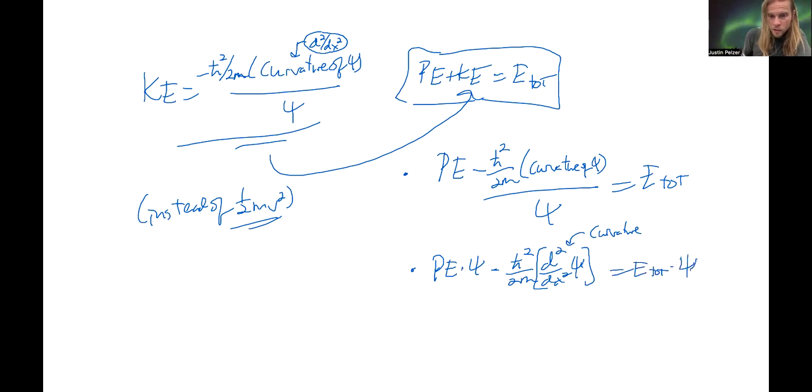Another way this is written is you will sometimes subtract this over and add this over. So you get potential energy minus E total times psi equals h bar squared over 2m, because that way you get rid of this minus sign and you isolate the terms that are connected to psi like this and you factor them out, times the curvature, which I'm going to write as the second derivative.